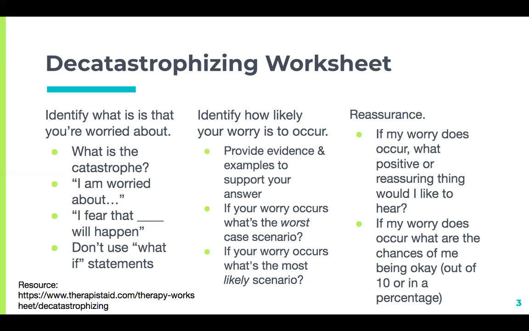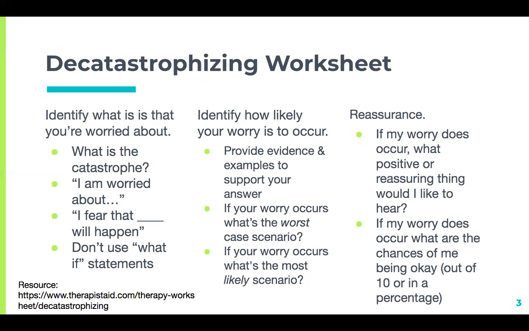So it's really good with this section here. You're writing down what you think is the worst thing that could possibly happen if your worry comes true, but then you want to go back and think, how likely is this going to happen and what's the more likely scenario? And lastly, the last category is reassurance.